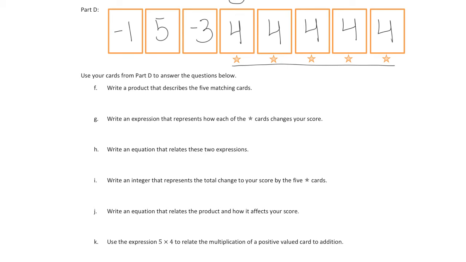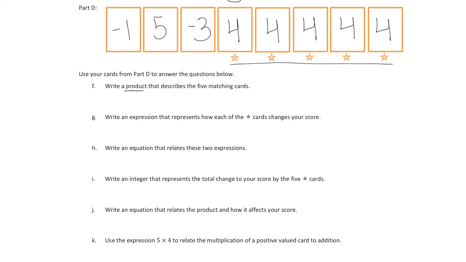Write a product that describes the 5 matching cards. So remember, a product is a multiplication problem. And so the quantity of cards that we have are 5 times the value of the cards, which is 4. G, write an expression that represents how each of the star cards changes your scores. Remember, an expression is like an equation, but it does not have an equal sign. And so when we add the value of our 5 cards, we would say 4 plus 4 plus 4 plus 4 plus 4.